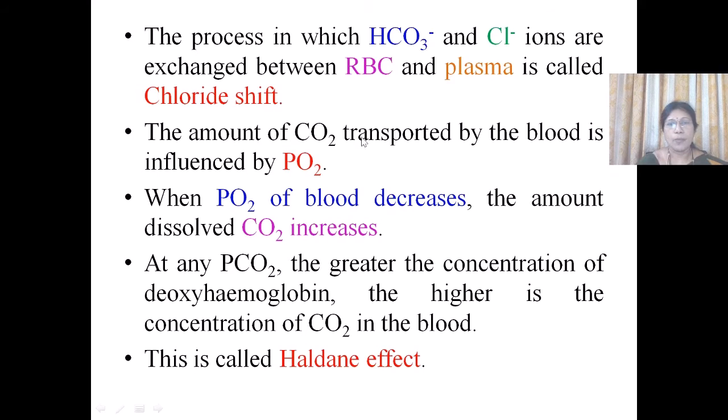The amount of carbon dioxide transported by the blood is also influenced by the partial pressure of oxygen. When the partial pressure of oxygen of blood decreases, the amount of dissolved carbon dioxide increases. At any partial pressure of carbon dioxide, the greater the concentration of deoxyhemoglobin, the higher is the concentration of carbon dioxide in the blood. So this is called the Haldane effect.